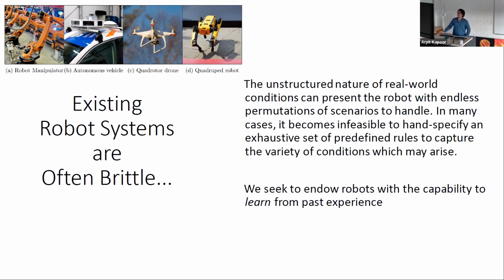So existing robot systems are often brittle, right? The main issue is that if you throw a robot in a very precise and structured environment, you'll be fine. You can do that with basically pre-specified controls. But when you throw a robot into the real world, there's just basically too many, endless permutations of scenarios to handle. And so we seek to use machine learning to endow robots with the capability to learn from past experiences rather than to hand code a bunch of rules.